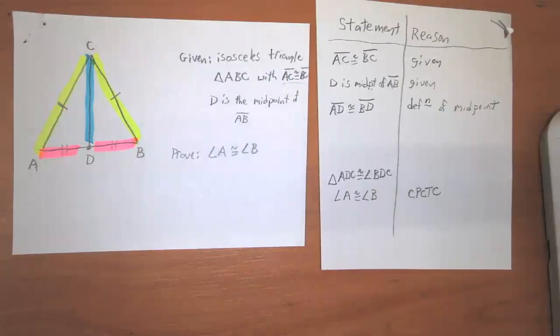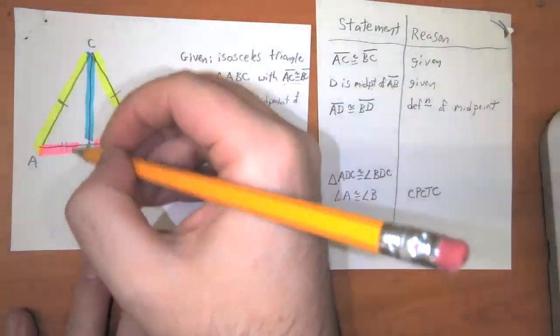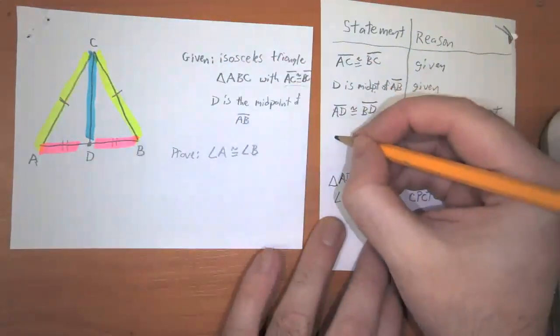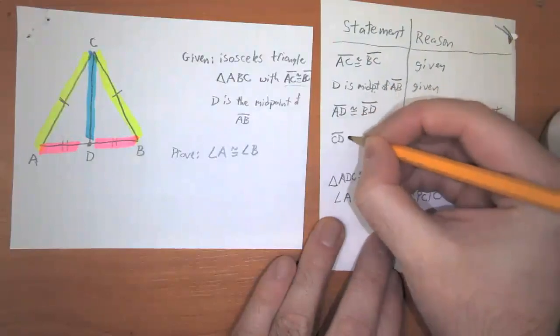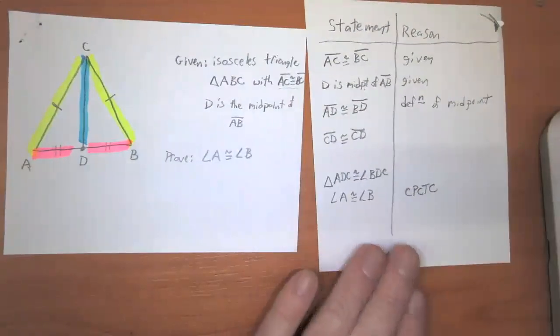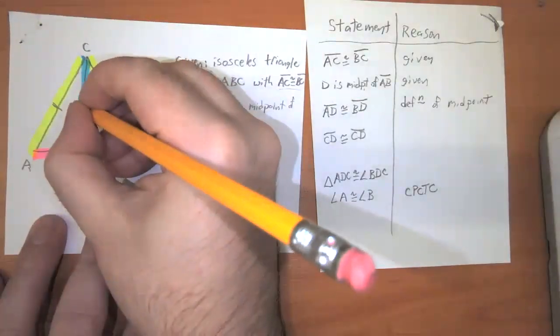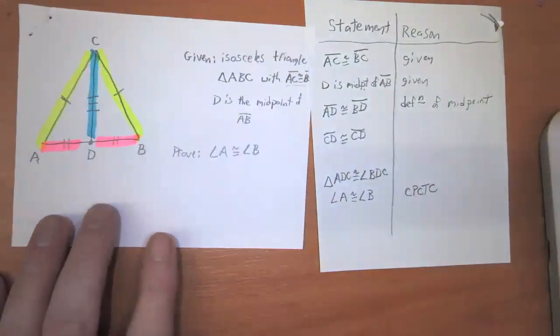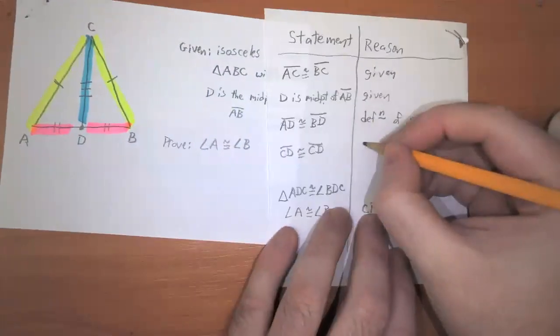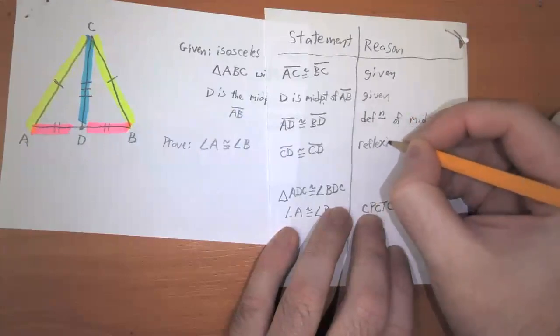We've used up all of our given statements, but we do know, looking at the diagram, that the blue side, CD, it's the same side in both of those proofs. So CD is congruent to CD. What's our reason for that? What's the name of the reason that something is congruent to itself? This is the reflexive property.